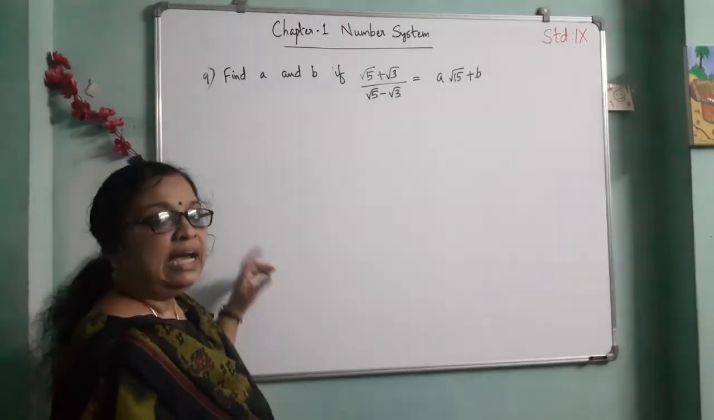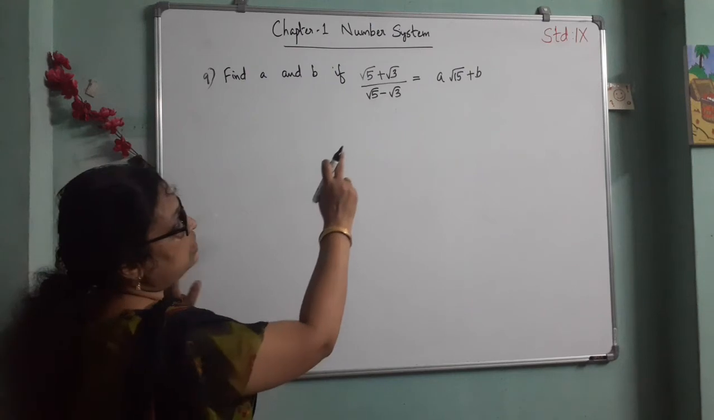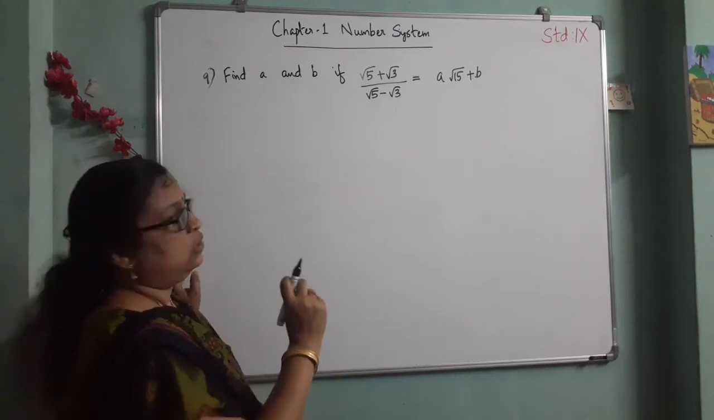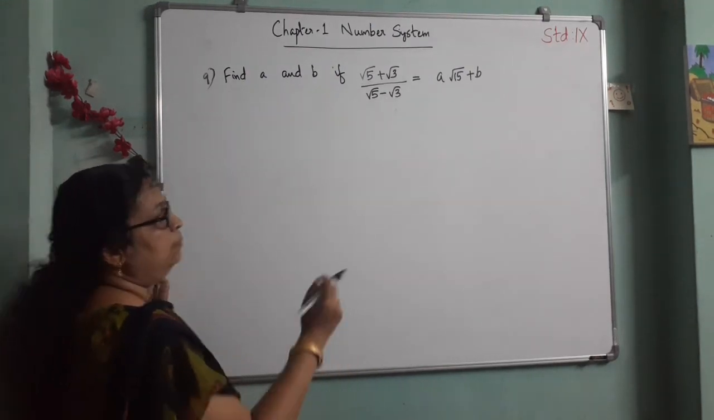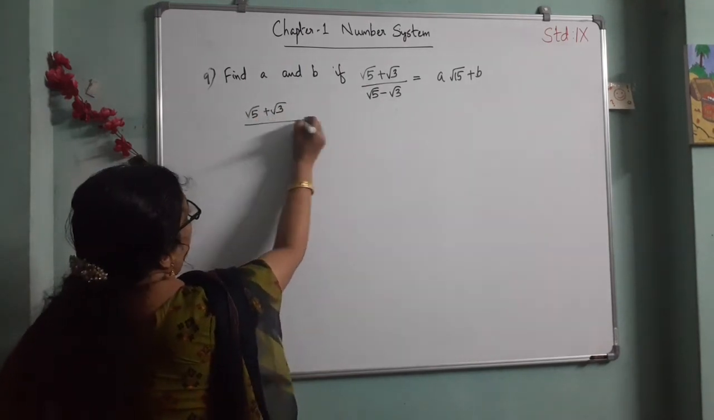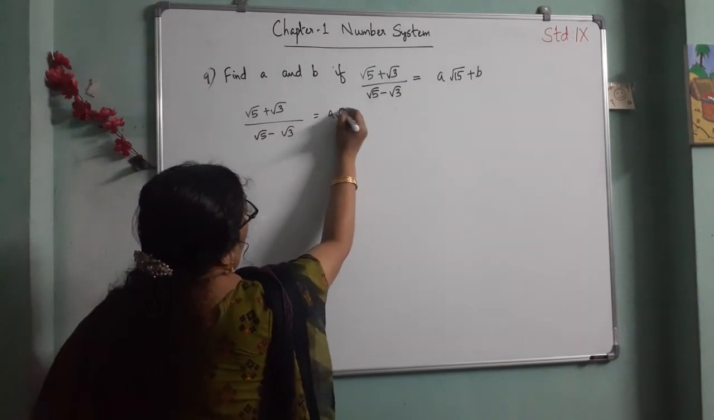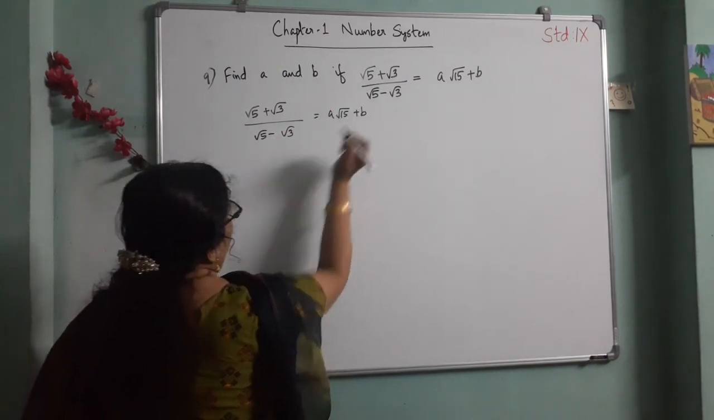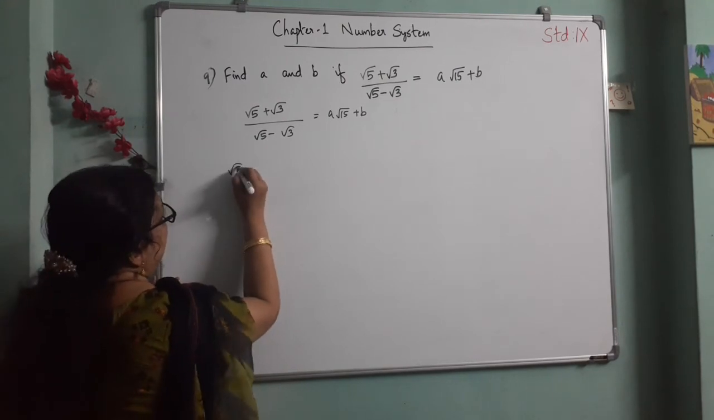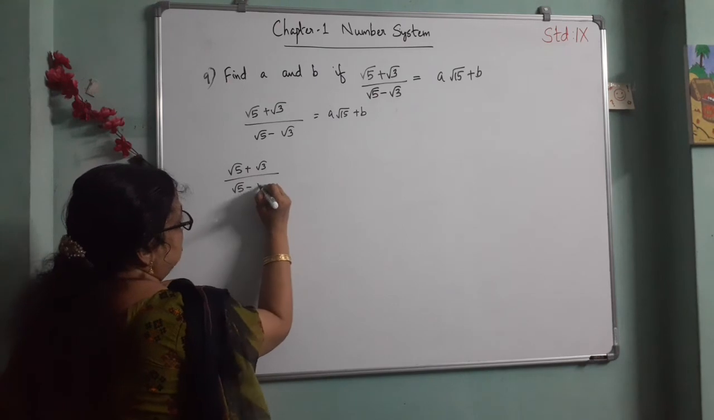Okay. Then 9th question, same like the previous question. Find a and b if root 5 plus root 3 divided by root 5 minus root 3 is equal to a root 15 plus b. That is, root 5 plus root 3 divided by root 5 minus root 3 is equal to a root 15 plus b. That is the left side, root 5 plus root 3 divided by root 5 minus root 3.